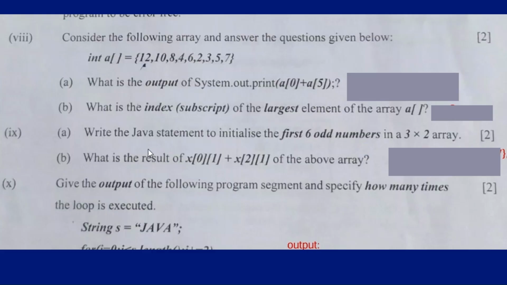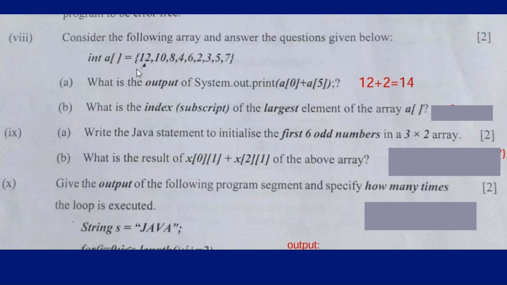Next question is, what is the output of System.out.print(A[0] plus A[5])? A[0], this is 0 index, 1 index, 2 index. This 0 is the first element, 0 index. This is 12. Then A[5] means this is 0, 1, 2, 3, 4, 5 means 2. 12 plus 2 is 14. What is the index of the largest element of the array? Largest element is 12 and index is 0. This answer is 0.